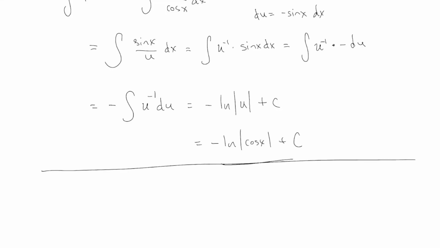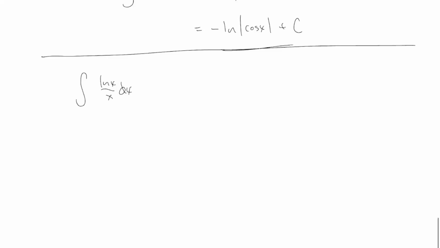Anyway, that's the one. What about the other one? The other one was ln x divided by x dx. And this one is a little bit deceptive.